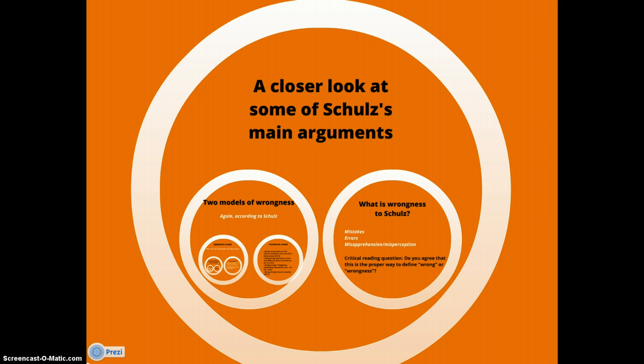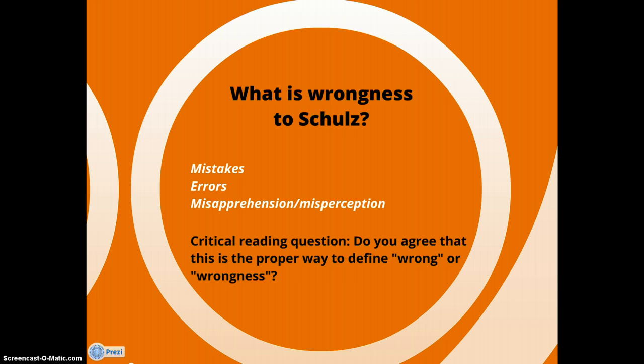So, in order to understand some of what Schall's is saying about wrongness, and the title of her essay is Two Models of Wrongness, we have to start with what we think her definition of wrongness is. So, I've summarized it like this. She seems to be talking about mistakes, errors, and misapprehension and misperception as all examples of wrongness.